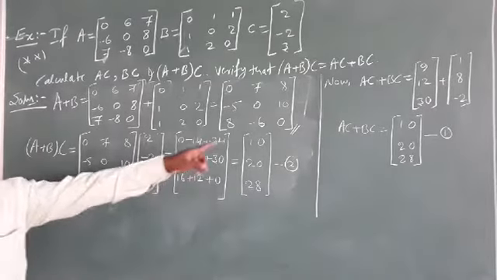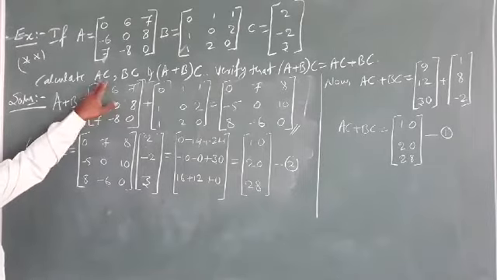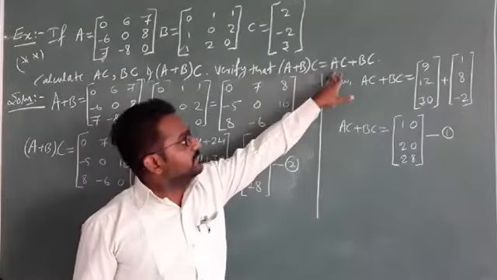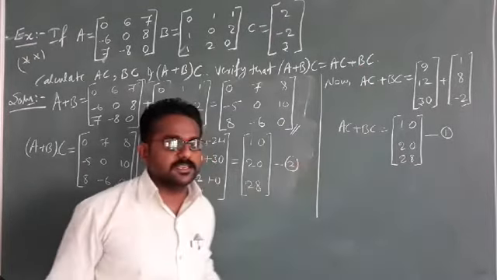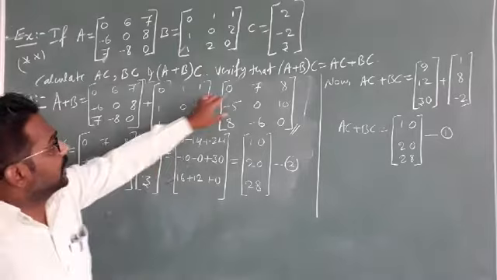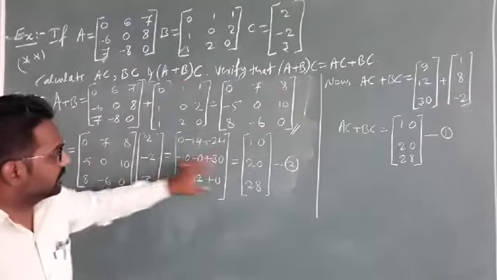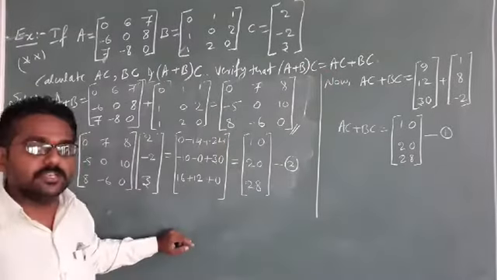So just observe equation number 1 and equation number 2. Okay, what did they ask? AC and BC we find, and here in the result AC plus BC is there, so we find the AC plus BC value, that is the result 1. And they also ask for A plus B into C. A plus B into C, we obtained that one, and we have to verify this result. Observe equation number 1 and 2.